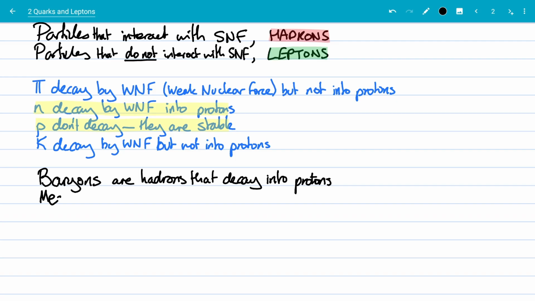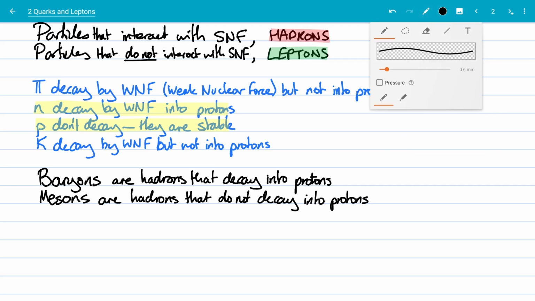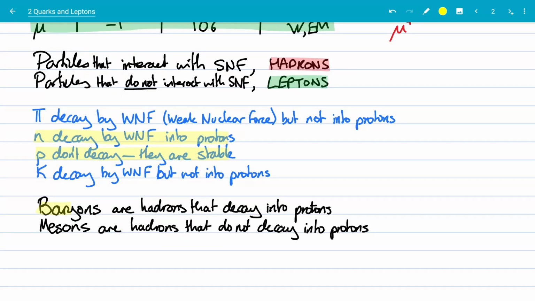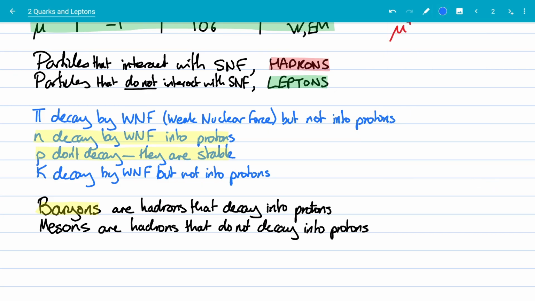Whereas mesons, and meso means medium, are hadrons that do not decay into protons, or perhaps I should say they're not part of the proton decay chain. So, highlighting in yellow, to keep all our notes consistent, our protons and neutrons are baryons. Our mesons, on the other hand, we highlighted in blue. Mesons, hadrons that don't decay into protons.